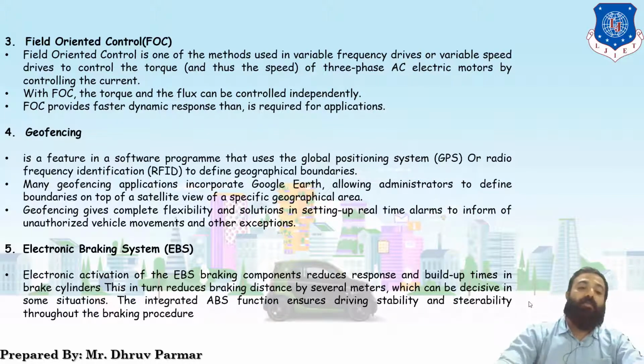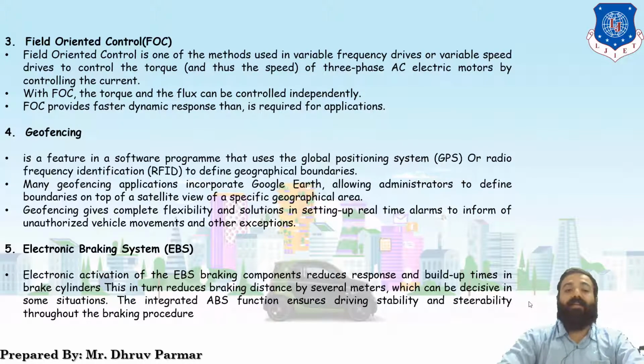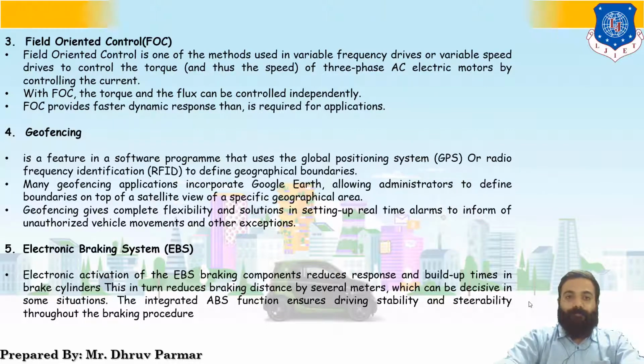Then the fifth one, the electronic braking system, called EBS. Clear? It is very widely used in new types of vehicles, and it reduces response and build-up times of brake cylinders. This in turn reduces braking distance by several meters. So these are five technologies which are used in new generations of smart vehicles, most of which are already used in smart vehicles.